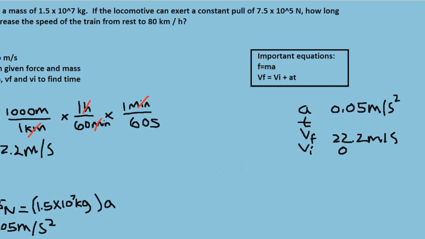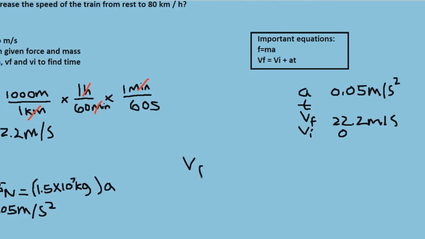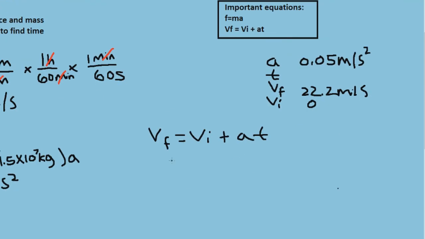So we're going to be using the equation Vf is equal to Vi plus the acceleration times the time. So we will have our final velocity of 22.2 meters per second equal to our initial velocity, which is 0, plus our acceleration of 0.05 meters per second squared times our time. So our time will equal 22.2 divided by 0.05, which equals 444 seconds.